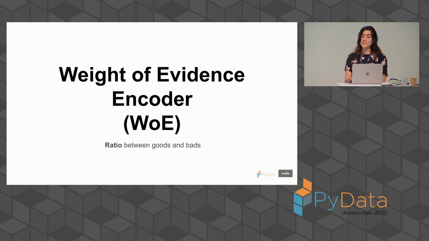The next one I'll cover is the weight of evidence encoder. This one is similar to target encoding, takes information from the target, but with a different formula. Instead of the mean, it looks at the ratio between goods and bads. Goods is everything that has a target of 0, bad is everything that has a target of 1. The reason for it is that this encoder originates in banking, and there was always the need to see if someone is a bad client or is going to be going into default.